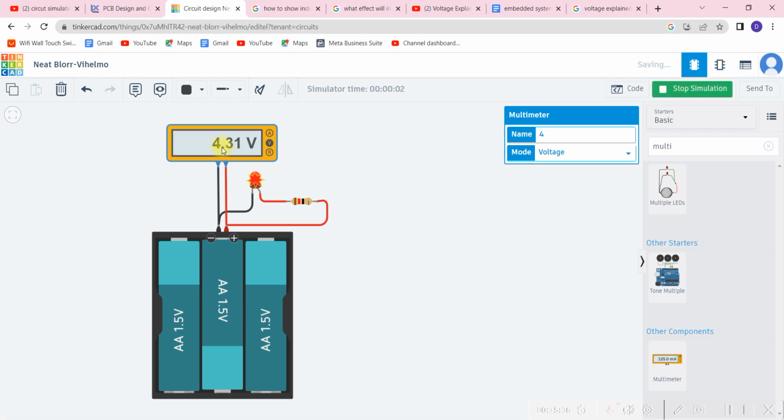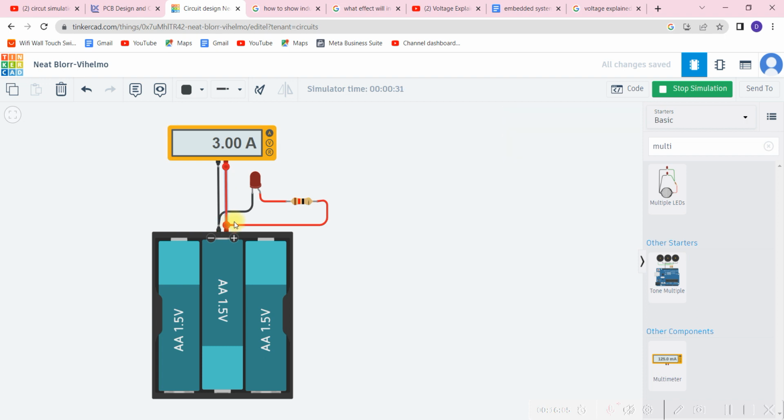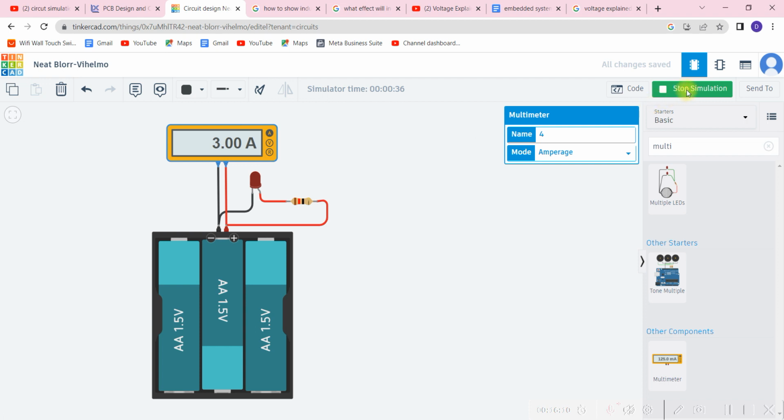So the voltage is around 4 volts, 4.3 volts to be precise. Now let's check the current. We are seeing 3 amps of current. That's what this battery is supplying, and that's basically the total current flowing in this circuit currently, 3 amps. Now I am going to check the total current. Wait, how do I stop the simulation?